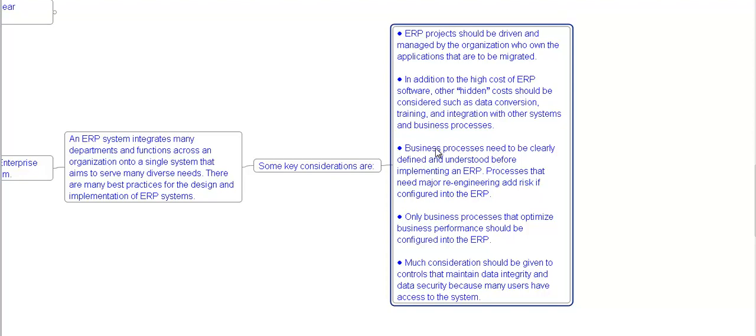Business processes need to be clearly defined and understood before implementing. Processes that need major re-engineering are at risk if they are configured into ERP. Only business processes that optimize business performance should be configured into ERP. Much consideration should be given to controls that maintain data integrity and data security because many users have access to the system.